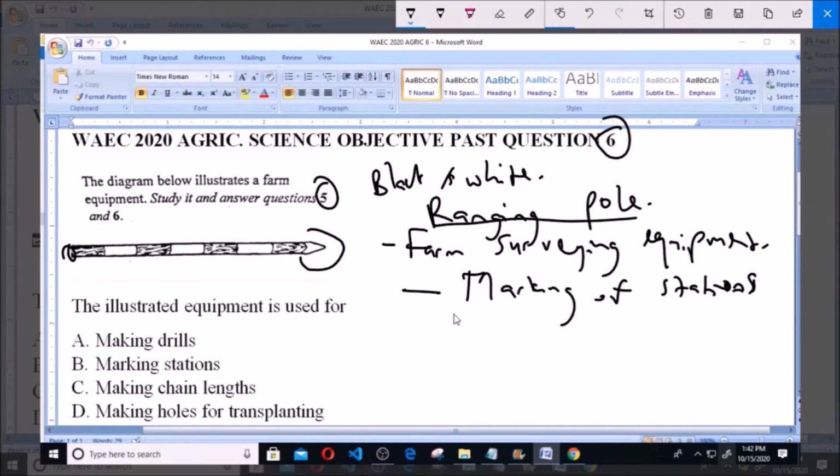So on the farmland where surveying processes or practices are taking place, the ranging pole is put into the ground to mark that particular station, and that is the reason why it is painted black and white, for visibility, for it to be easily spotted from anywhere on the land. So as we have established, it is used for marking stations, and marking stations is option B. So option B is the correct answer to this question.